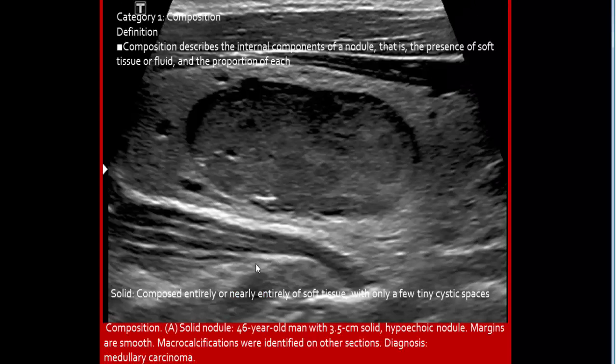Now we talk about the lexicon of thyroid nodule imaging. First, category 1, we talk about composition. Definition of composition: composition describes the internal components of a nodule, whether soft tissue or fluid, and the proportion of each of them. As we see, firstly, a nodule composed entirely or nearly entirely of soft tissue with only a few cystic spaces is called solid. This is a solid nodule.